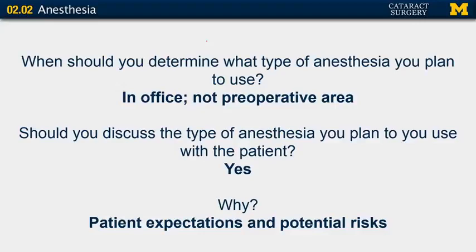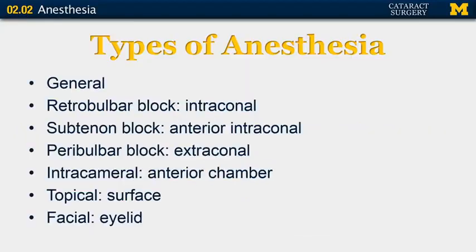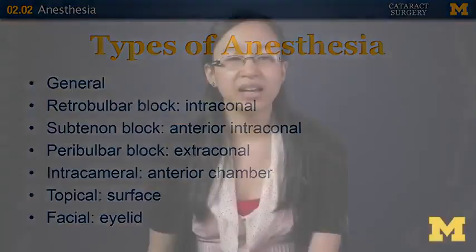There are 7 different types of anesthesia that are used in cataract surgery: general, retrobulbar block, sub-Tenon's block, peribulbar, intracameral, topical, and facial. In order to know the difference between the local anesthetics, it is important to understand some anatomy of the eye and orbit. First, you need to know what's the difference between the intraconal space and the extraconal space.